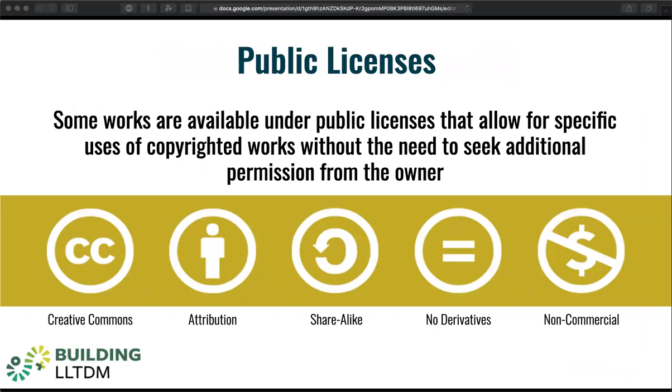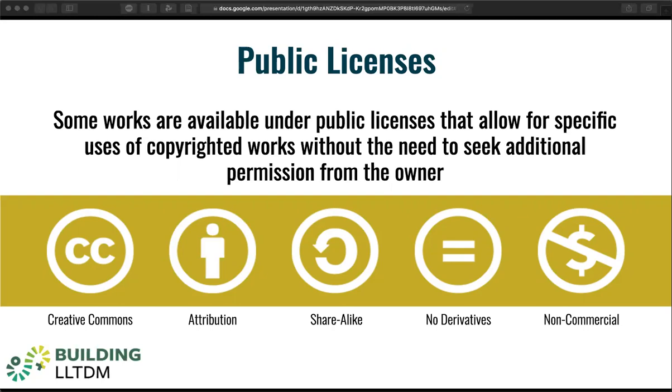Some works are available under public licenses that allow anyone to make specific uses of copyrighted works without the need to pay or seek additional permission from the owner. Creative Commons licenses, or CC licenses, are the most well-known public licenses. Creative Commons is a nonprofit organization that offers a simple, standard way to grant copyright permissions for creative works, and a suite of license options that lets authors impose some commonly sought limitations on would-be users. Instead of the all rights reserved default under the law, copyright owners can apply a CC license that allows others to use and share their works without seeking permission.